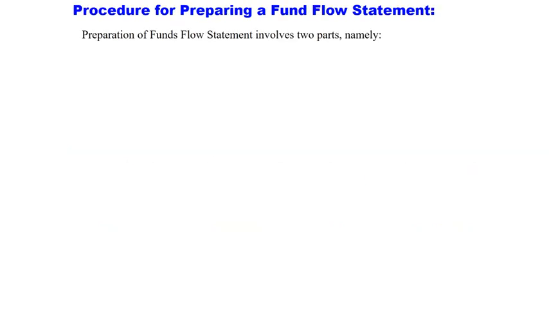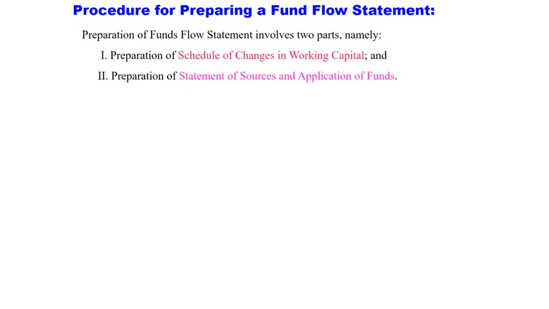Procedure for preparing a fund flow statement. It involves two parts. One is preparation of the schedule of changes in working capital, and another is preparation of the statement of sources and application of funds, or funds flow statement. So the first part is the schedule of changes in working capital. The second part is preparation of the funds flow statement.